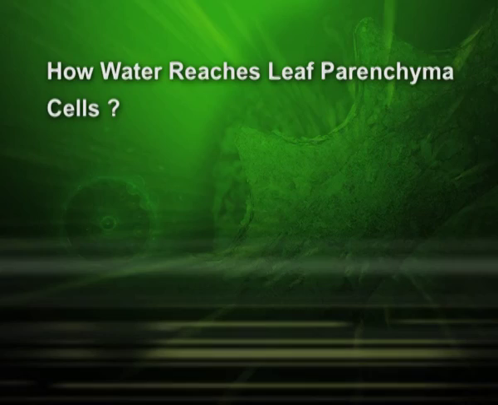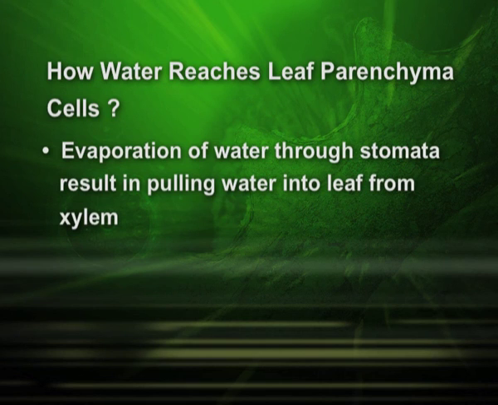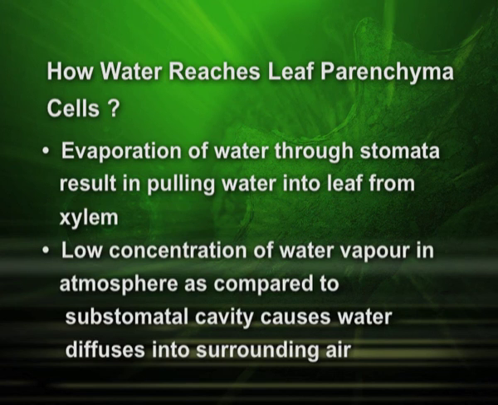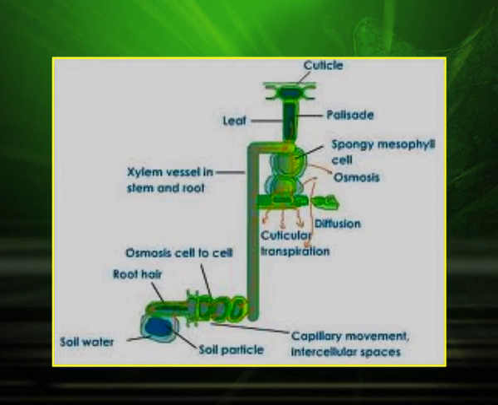Now, a very important question might bother you, how does water reach leaf parenchyma cells? First, it is through the evaporation of water through stomata, which results in pulling water into the leaf from xylem. Second, the low concentration of water vapor in the atmosphere as compared to the substomatal cavity causes water to diffuse into the surrounding air. The following diagram explains very well how the water reaches the parenchyma cells.